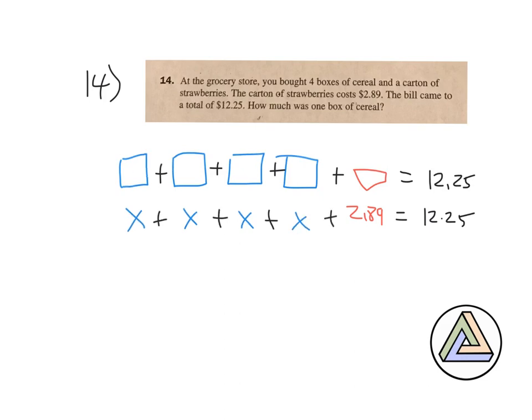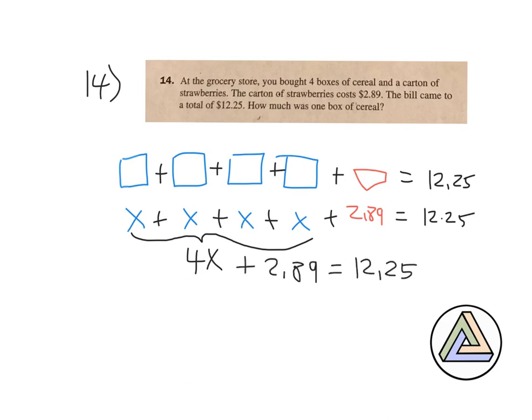Because we don't know what the cost of each box of cereal is. And then you could just rewrite that as 4X, because all of these are like terms. X plus X plus X plus X, you could combine them and it becomes 4X. So that'd be 4X plus $2.89, and that equals $12.25.